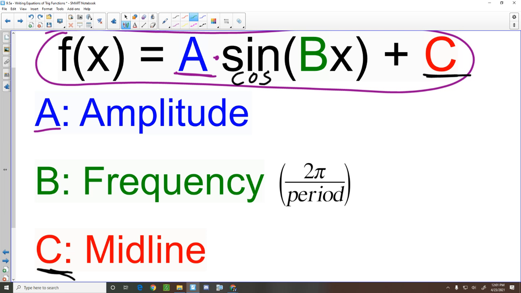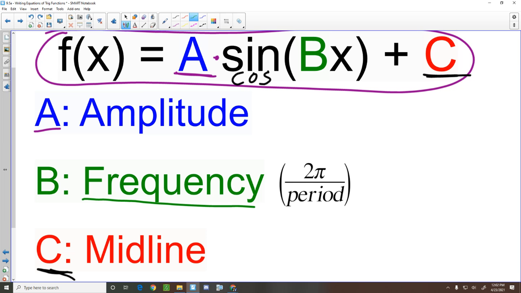But this middle part, B, this is going to be a little bit different. In fact, B, I've called the frequency, but that's not what I referred to earlier. That's not what I had you identify on the graph. I had you identify something called the period. Period and frequency are very closely related. While the period is simply the length of a single wavelength, a single cycle, the frequency is the number of times that full wave completes itself within a range of 2 pi or domain.